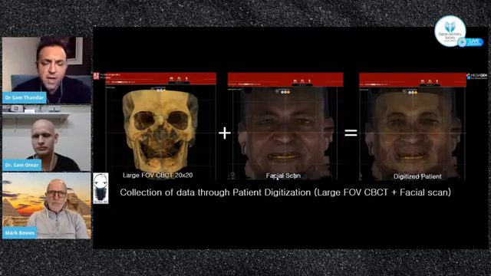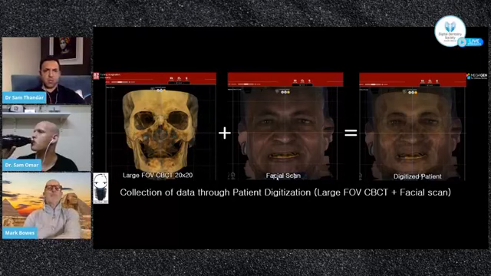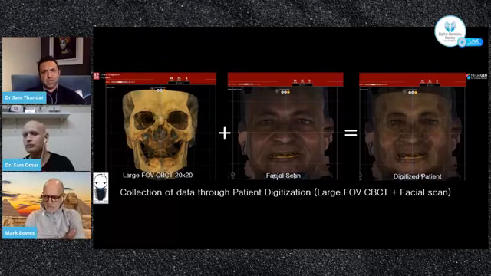Go ahead. With your facial scan, what platform did you do that facial scan with? Was it done with Bellis 3D, or was it done with the CBCT?